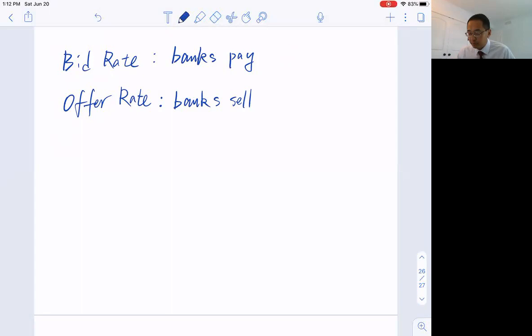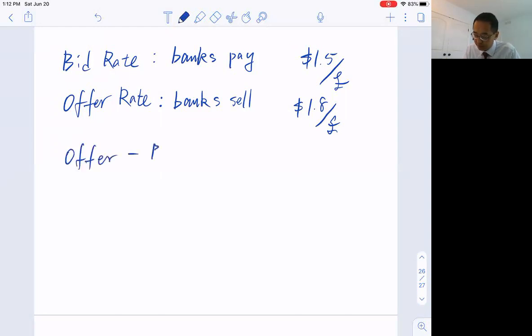Let's say maybe it's British pounds, right? So let's say the banks are willing to pay $1.50 per pound. Okay, that's the bid rate. And then the offer rate, when they sell, they say, hey, you need to pay me $1.80 per pound. So that way you can see they will buy pounds at a lower rate and then sell pounds at a higher rate. The difference between your offer rate minus your bid rate is called the spread.